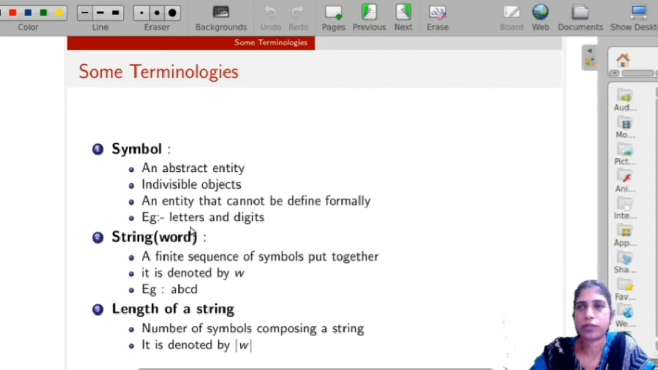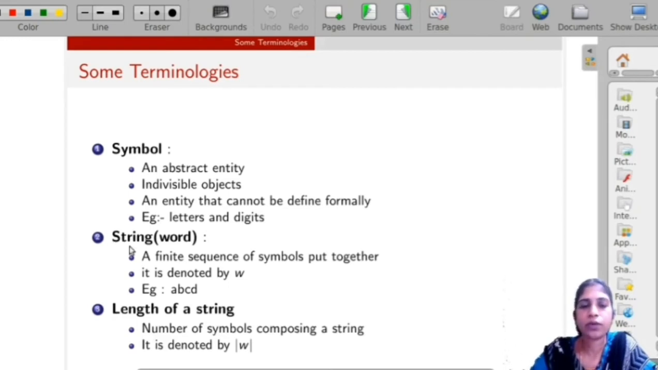Suppose you take the letters A, B, C, D, etc. up to Z, which are the letters of the English alphabet. You cannot divide A again into smaller units. Suppose you have a word Kozhikode. You can divide that word into letters K, O, Z, H, I, like that. So a simple is an indivisible object that we cannot divide further, or an entity that cannot be defined formally. The examples are letters and digits.